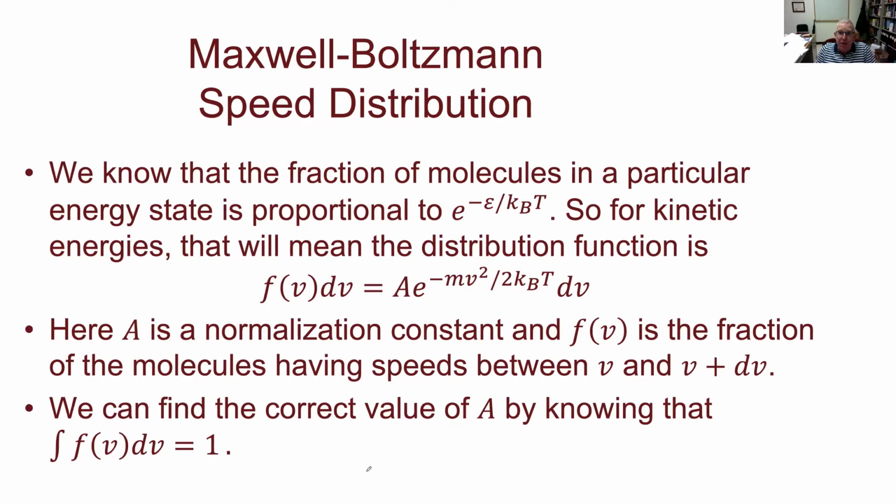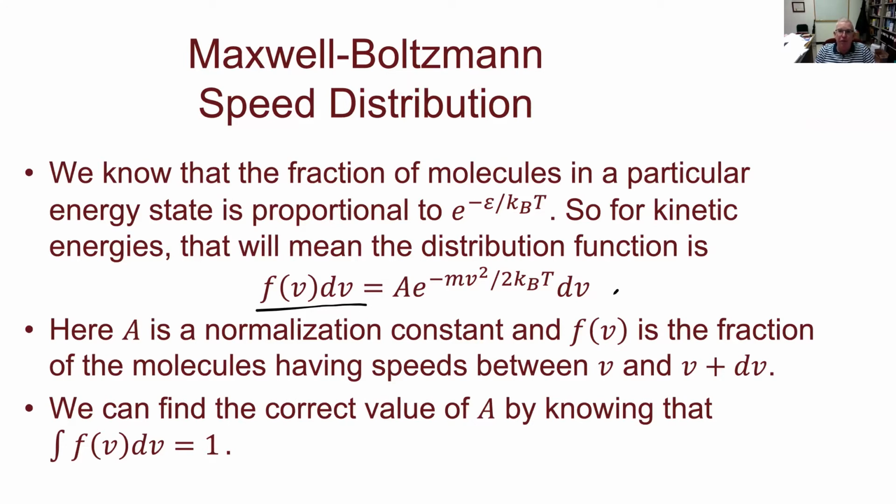But like we did in chapter 5, we can say the fraction of molecules in any energy state is proportional to just e to the minus epsilon over kT, where epsilon is the energy, right? For kinetic energies, we know that my energy is just going to be given by 1/2 mv squared, because that's the kinetic energy of a moving mass, right? So my distribution function says f of v dv, the quantity on the left-hand side, which we'll talk about and point out what that means in a second, is equal to A times e to the minus mv squared over 2kT, and there's that dv again. What does all that stuff mean?